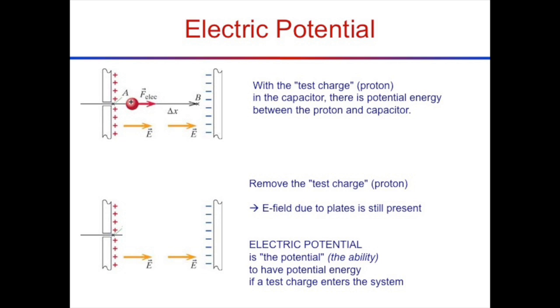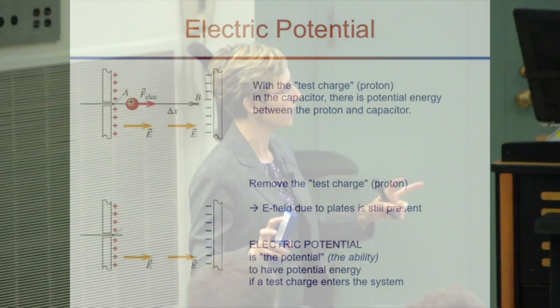But if I don't have the proton there, there's still an electric field present. In the same way, there's something that's waiting to give the system potential energy, right? If the proton should come in, all of a sudden there's potential energy. That means that this capacitor has the ability to give potential energy when the proton shows up. So electric potential is this idea. It's the potential, the potentiality, the ability to have potential energy should a test charge enter the system.